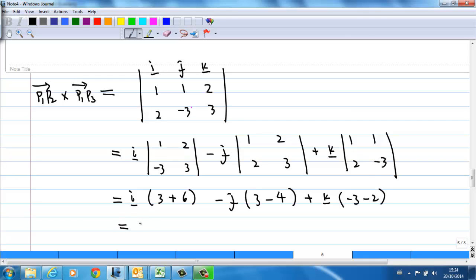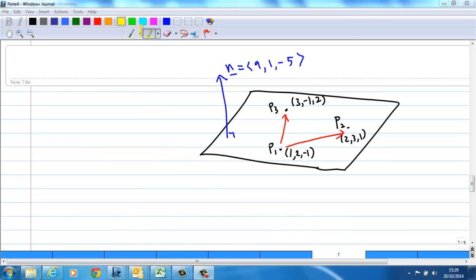So in the end, this is 9i plus j minus 5k. If we use bracket notation, this is <9, 1, -5>. And this is a vector perpendicular to the plane. So we know the vector perpendicular to the plane is given by <9, 1, -5>.